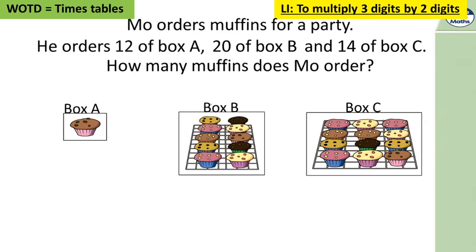Okay, we've got another different type of question here. Mo orders muffins for a party. He orders 12 of box A, 20 of box B, and 14 of box C. How many muffins does Mo order? So you could pause the video here and have a little think about how you think you're going to work that out.